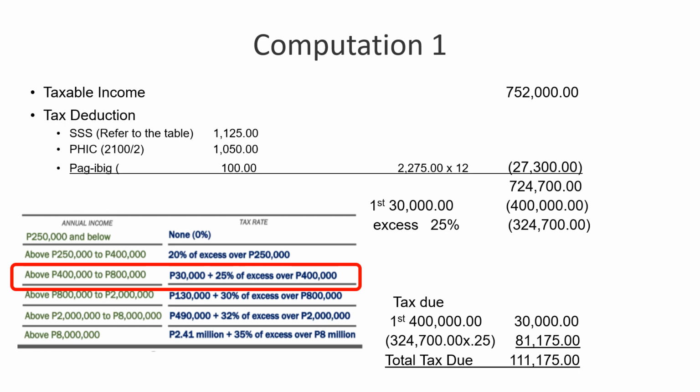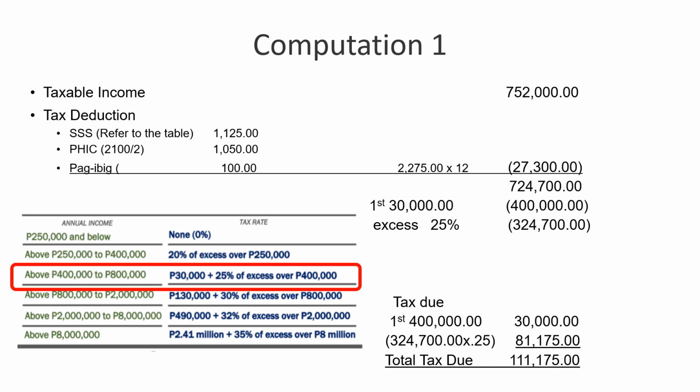However, since siya ay empleyado, meron tayong SSS. So, we just refer to the table. Dun sa previous natin, na-compute naman na natin to, and that's 125. We have the PHIC, which is 3%, or 3.5% rather, because it's 21 na, divided 2, so that's 1,050, and then pag-ibig 100. So, meron siyang taxable deduction of 27,300. When we deduct that, the taxable na lang is 724,700. So, ito-check natin sa table, makikita natin na that 700 is above 400 but below 800.